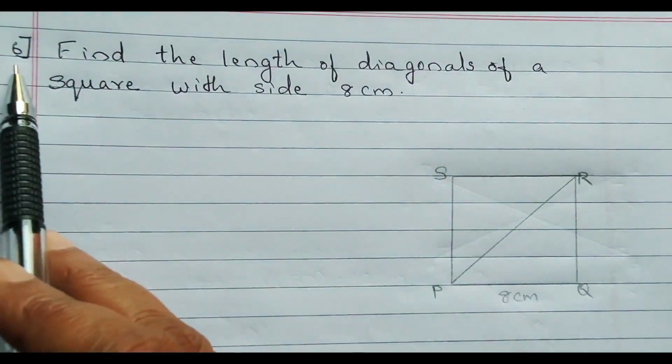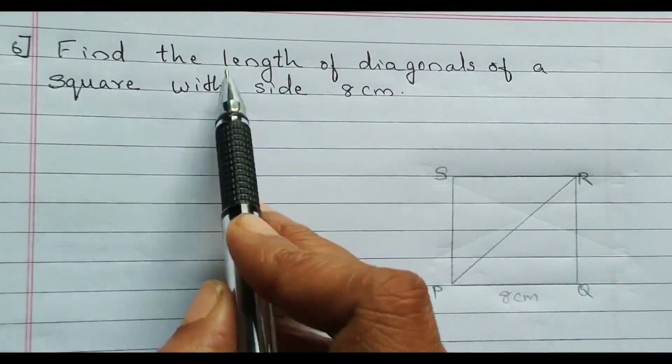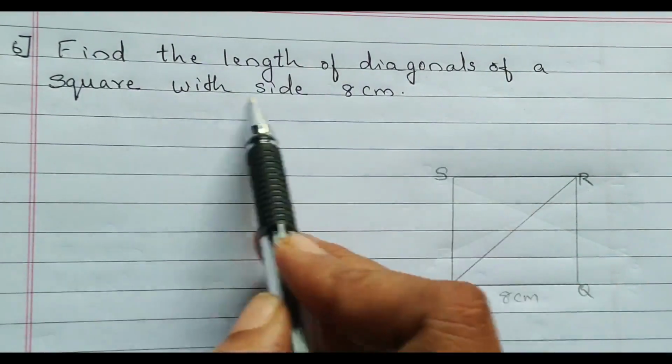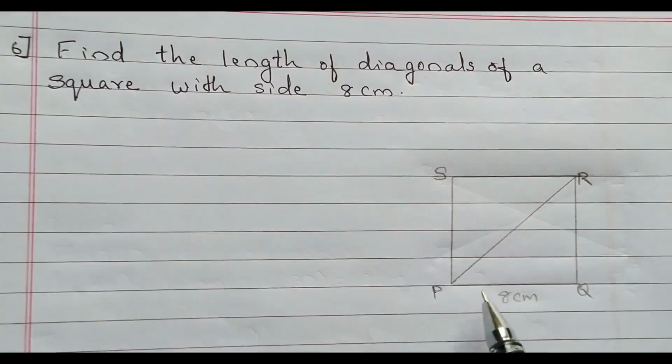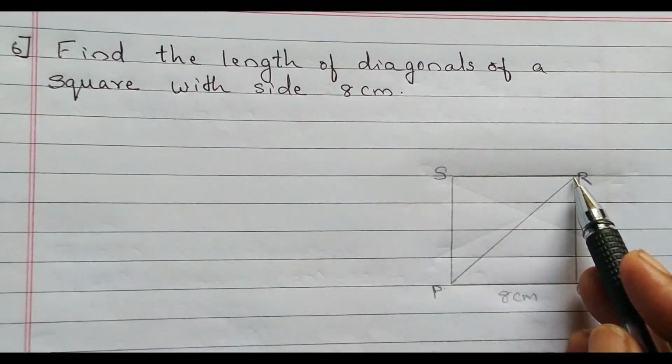Now let's do the sixth question. The question is, find the length of the diagonals of a square with side 8 centimeters. PQRS is a square whose side is 8 centimeters. We want to find the length of the diagonals.